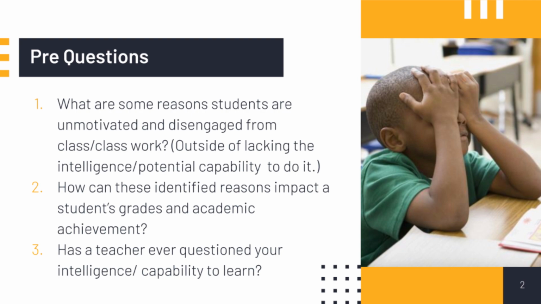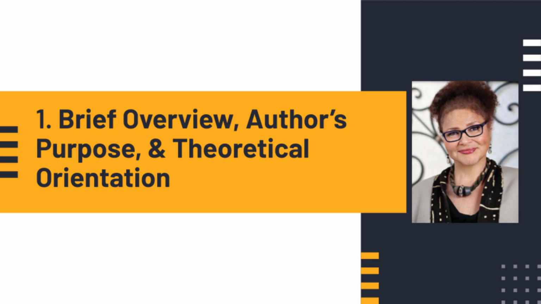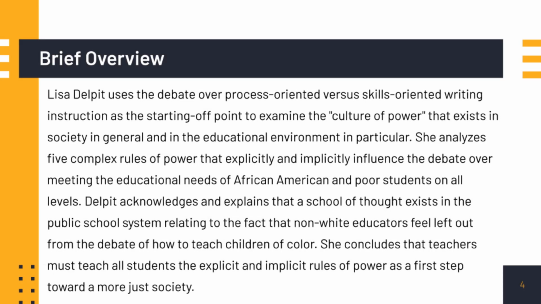Okay, welcome back. So moving on, we're going to go through a brief overview, author's purpose, and theoretical orientation. Here's a brief overview of the article you should have read. Lisa Delpit uses the debate over process-orientated versus skills-orientated writing instruction as the starting off point to examine the culture of power that exists in society in general and in the educational environment in particular. She analyzes 5 complex rules of power that explicitly and implicitly influence the debate over meeting the educational needs of African American and poor students on all levels.